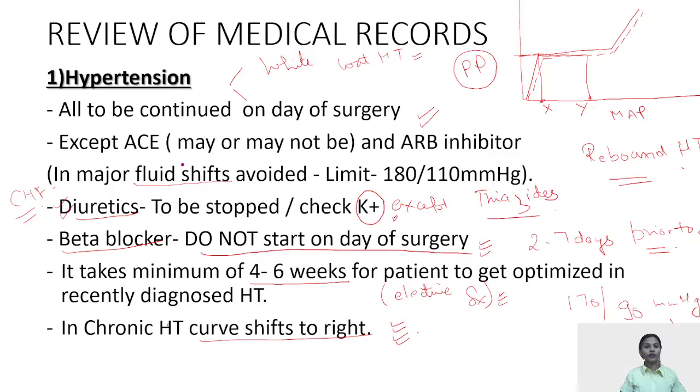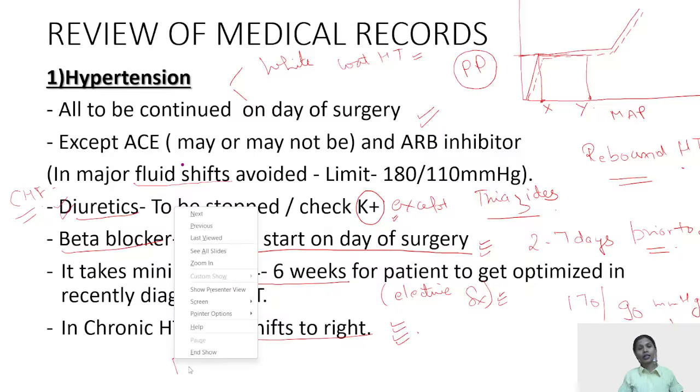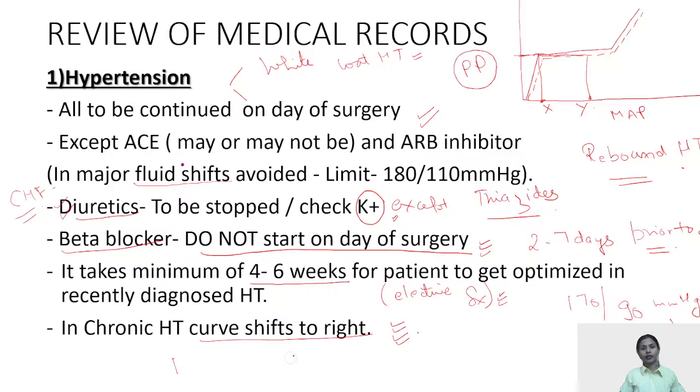And the last thing we all have to remember is, what is the blood pressure reading above which the case has to be postponed? And that is 180 by 100 millimeters of mercury. Above this, we postpone any elective case.